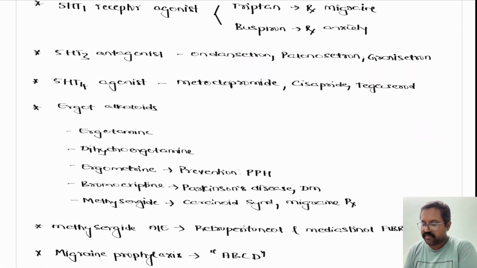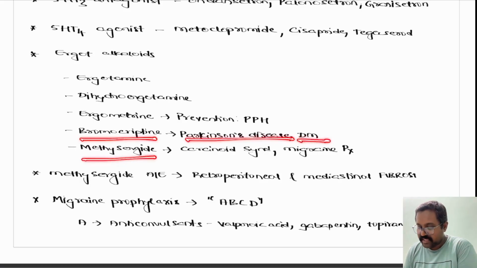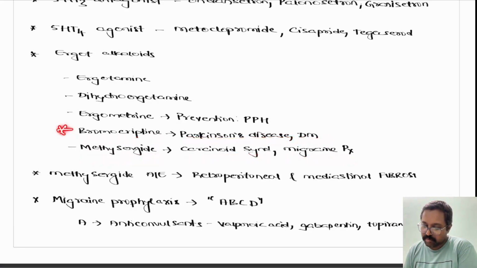So what is a 5-HT4 agonist? 5-HT4 agonist activity is shown by metoclopramide, cisapride and tegaserod. Metoclopramide is a prokinetic agent. Coming to the ergot alkaloids, under ergot alkaloids you have ergotamine, dihydroergotamine, and ergometrine, which is used for prevention of postpartum hemorrhage. We have bromocriptine, basically used to treat Parkinson's disease and diabetes mellitus, and methysergide used for carcinoid syndrome and migraine prophylaxis. Both bromocriptine and methysergide belong to ergot alkaloids.